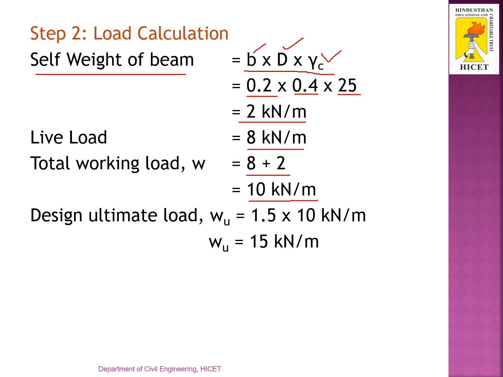We are adopting a limit state concept. For the limit state concept, we will have to calculate the value of ultimate load. So the partial safety factor based on the limit state method is 1.5. So the ultimate load formula is equal to 1.5 into working load. So 1.5 into 10 kilonewton per meter. So the ultimate load is equal to 15 kilonewton per meter.